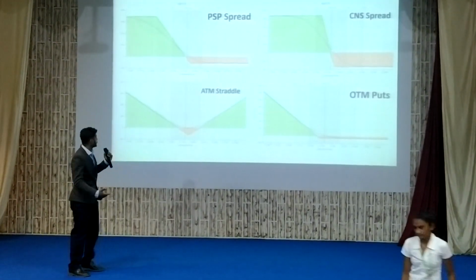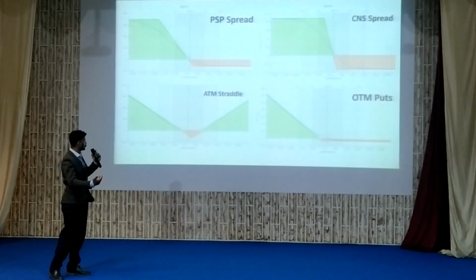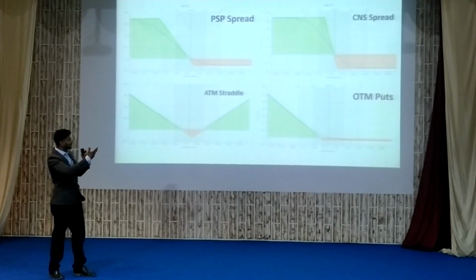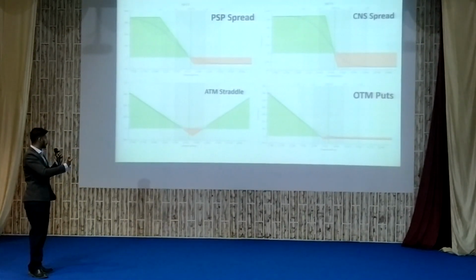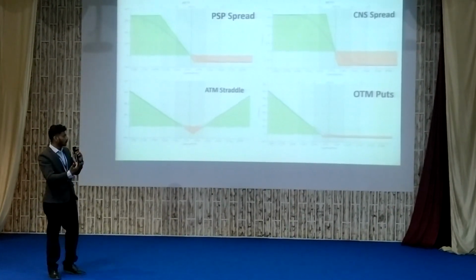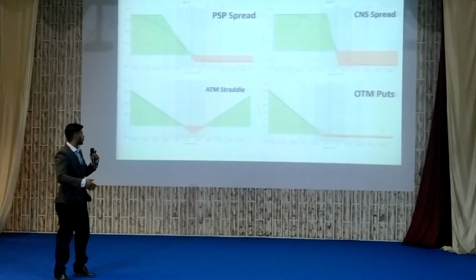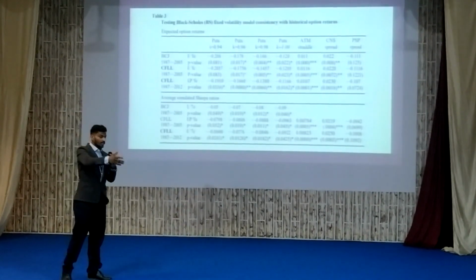So the PSP spread is a put in the money being sold and an out of the money put being bought. And CNS is the same, but the out of the money put ratio differs. And an at the money straddle is a long put and call. And an out of the money put is just you're buying an out of the money put. Next slide.